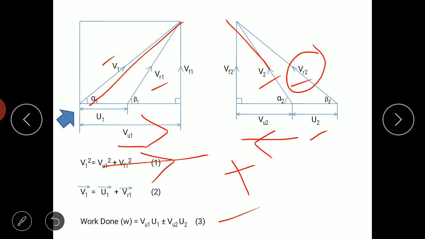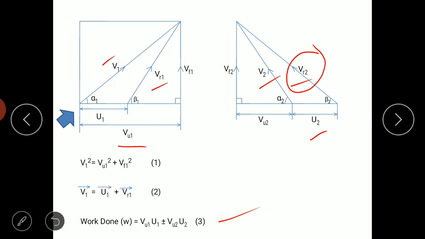The other case, where v1 is in the positive x direction and v2 is also in the positive x direction, we will be using the negative sign to calculate the work done. Okay. So in the present situation, we will be getting the plus sign for this combination. I hope the things are clear.